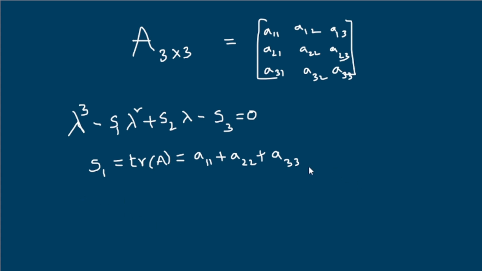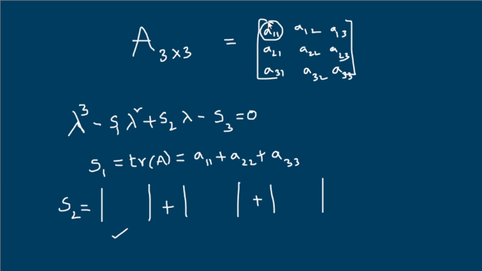Then, coming to S2, what is S2? S2 is the sum of the determinants of the cofactor matrices. The first one is the minor of the element A11. What do you mean by the minor of A11? You leave this row and this column, and the remaining matrix is this. You take the determinant of that submatrix, which has A22, A23, A32, A33.